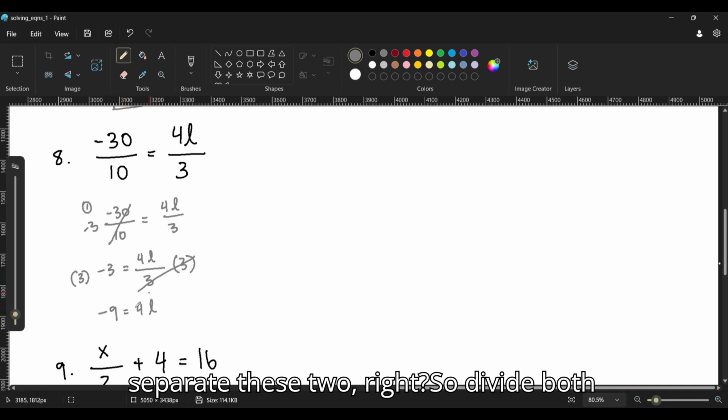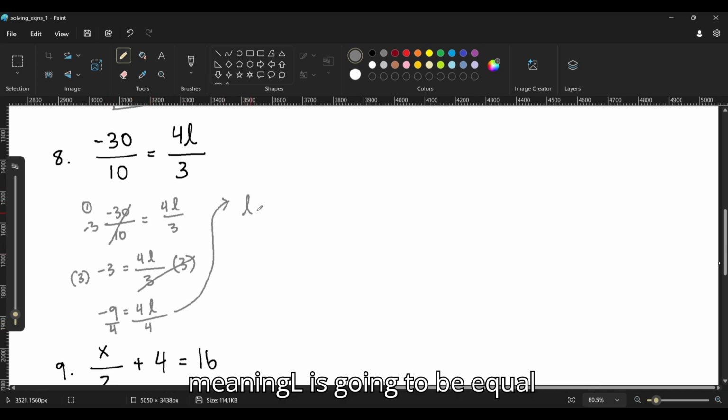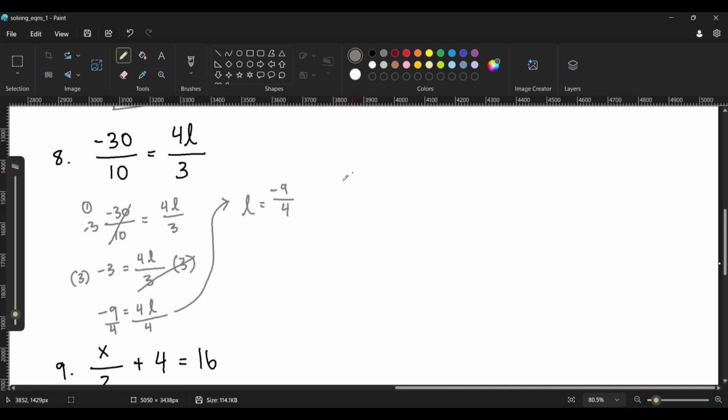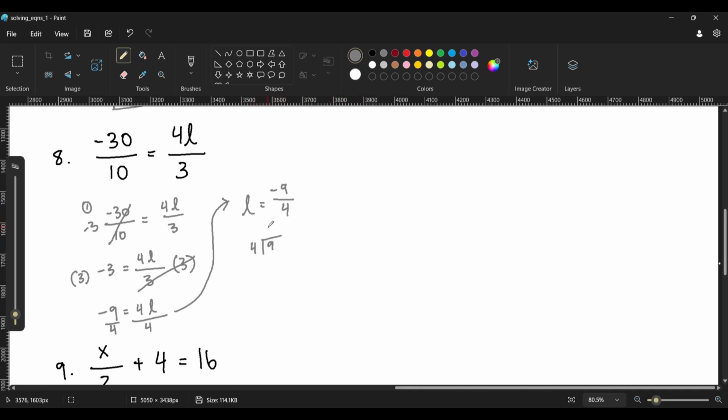Next, you want to separate these two, right? So divide both sides by 4, meaning L is going to be equal to negative 9 over 4. So 9 divided by 4, let's do this off to the side. Well, I know 2 times 4 is 8. 1. We've got some remainders going on here, so I'm going to add a decimal here.